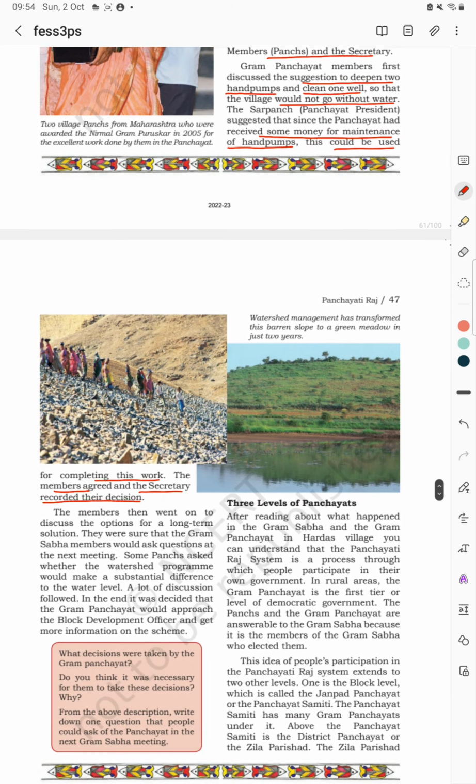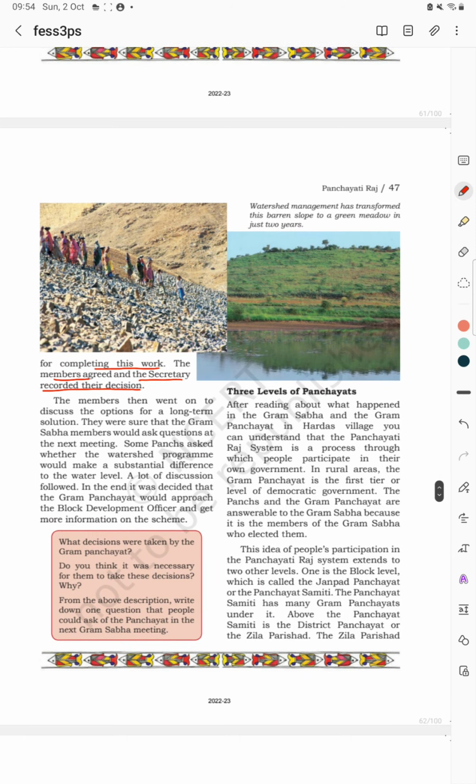This is how decisions are taken. The members then went on to discuss the option of a long-term solution. They were sure that Gram Sabha members would ask questions at the next meeting. So they took a decision, and they then went on to discuss the long-term solution, because they were aware that the members of Gram Sabha would ask questions at the next meeting. So this is how the members ensure the accountability or responsibility of the Panchayat members.